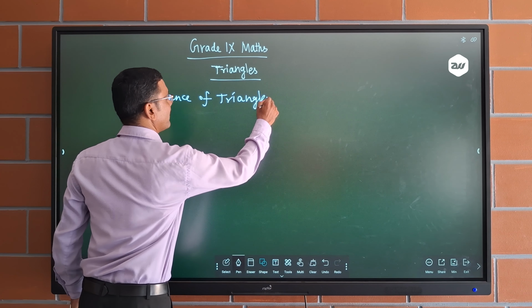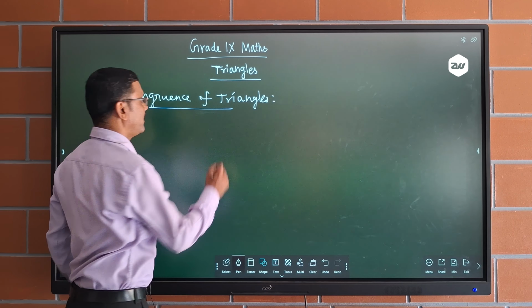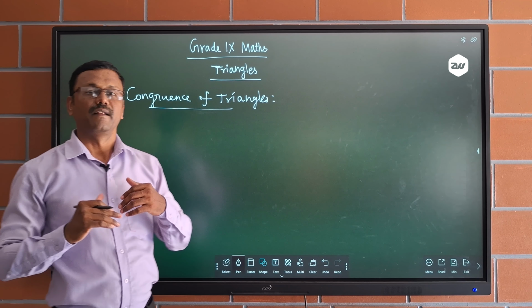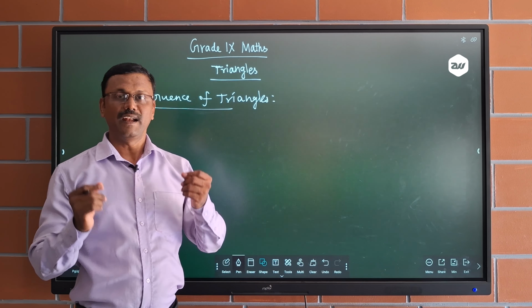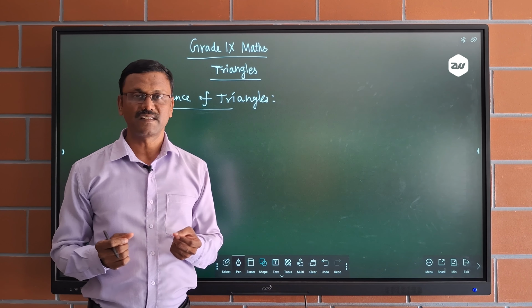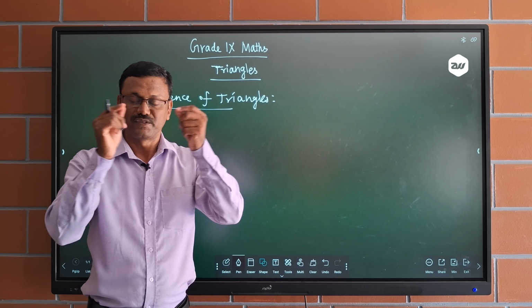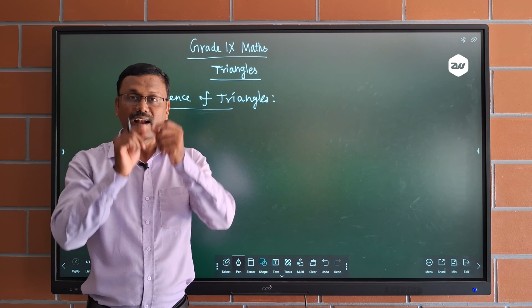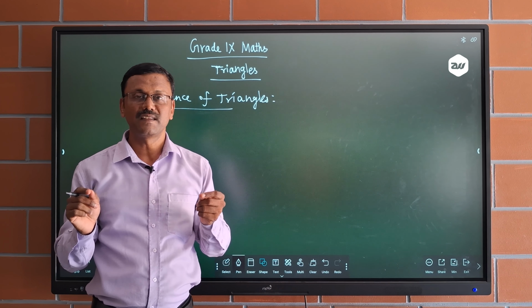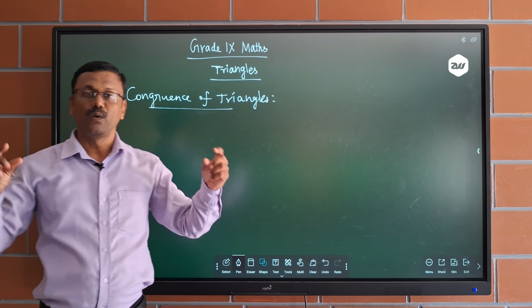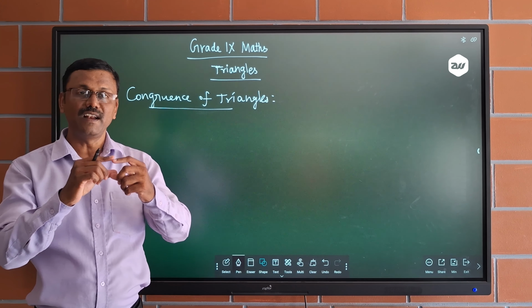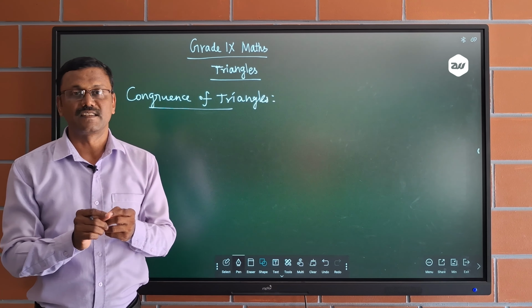அப்படின்னா என்ன சார்? இப்போ for example நாம day to day life-ல நிறைய பார்த்துருக்குறோம். For example, ATM cards. Two ATM cards of the same bank look alike. That means all the sides will be equal. So if you attach them together, they will exactly coincide.